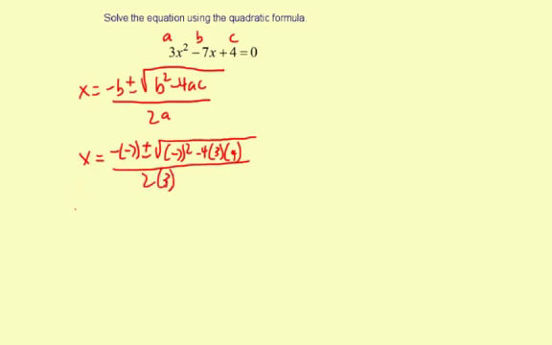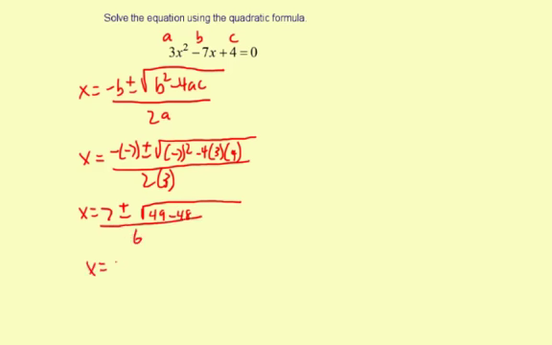All right, now let's do a little simplifying. X equals, well, negative times negative 7, that's just 7. And plus or minus, and let's do some simplifying in the radical. Negative 7 squared is 49. And then 4 times 3 is 12. 12 times 4 is 48. And it's a minus, so minus 48, all over 2 times 3, which is 6.